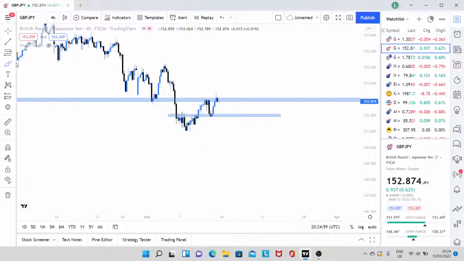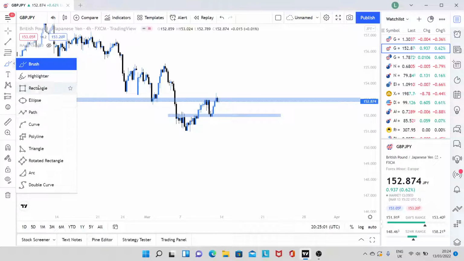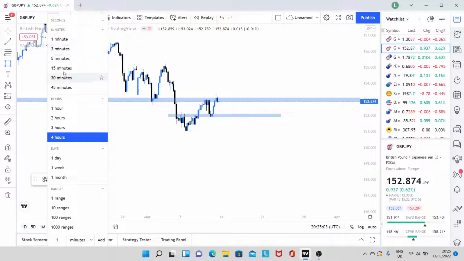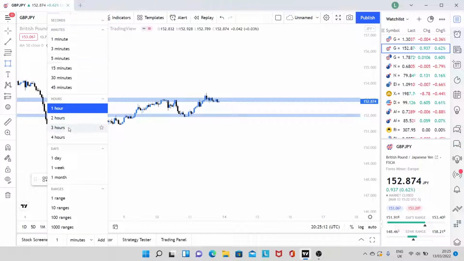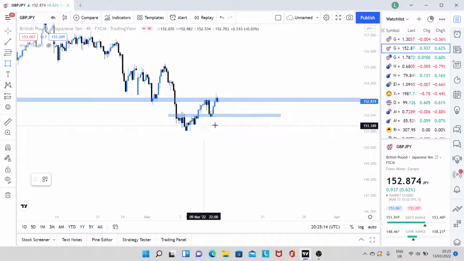So I think that's probably it for GBPJPY. If we go down to the 1 hour, yeah, not much has happened again. Break above, retest, and I'm now looking for continuation higher. So yeah, that's it for GBPJPY.